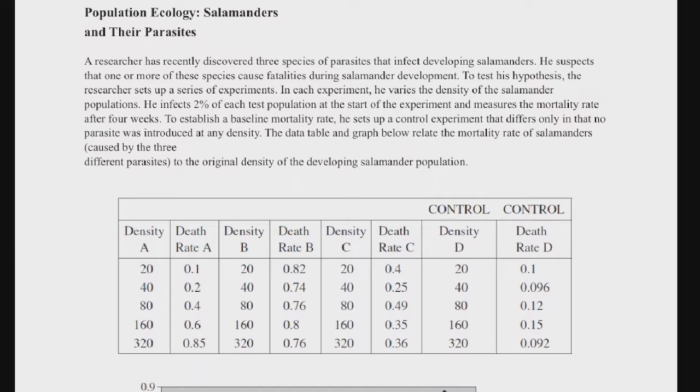populations. He infects 2% of each test population at the start of the experiment and measures the mortality rate after 4 weeks. To establish a baseline mortality rate, he sets up a control experiment that differs only in that no parasite was introduced at any density. The data table and graph below relate to the mortality rate of salamanders caused by 3 different parasites to the original density of the developing salamander population.